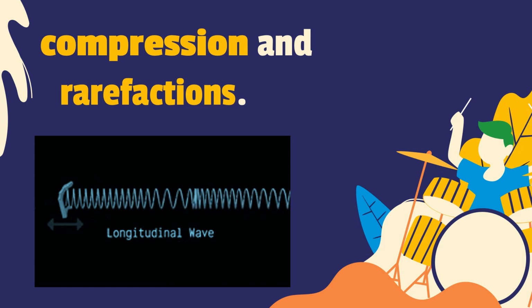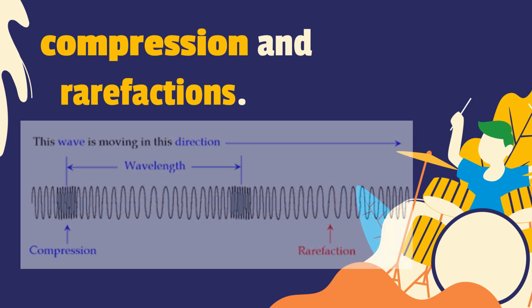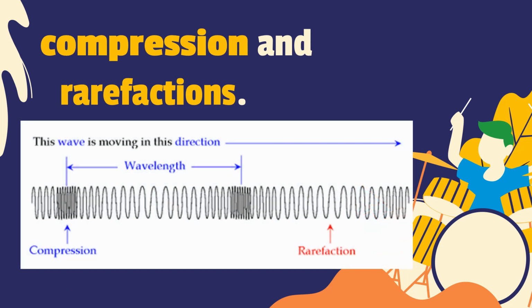So for us to easily understand what is compression and rarefactions in a longitudinal wave, we have to identify saan ba makikita sa longitudinal wave yung compression at rarefactions. You can see in the picture, we have here a longitudinal wave. So, nasaan ba ang compression and rarefactions? So, ang compression, from the word itself, compress. Ito yung compression sa longitudinal wave. Ang rarefaction naman is yung maluwag na part ng longitudinal wave.